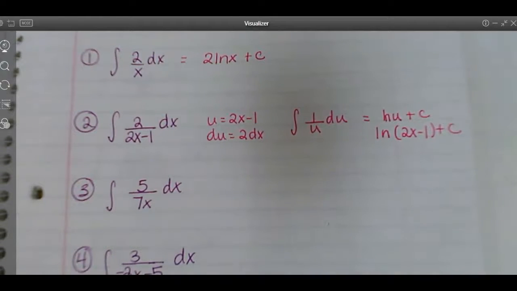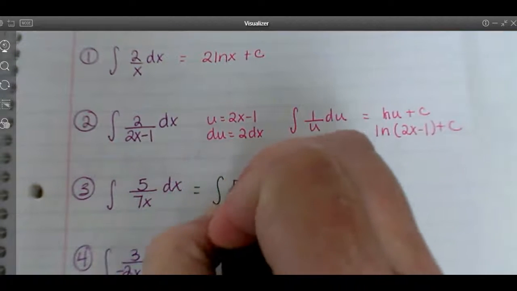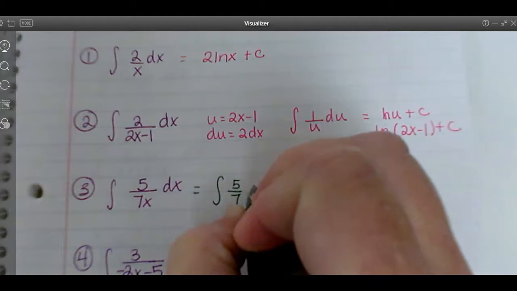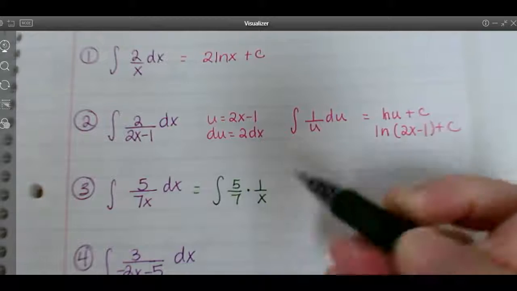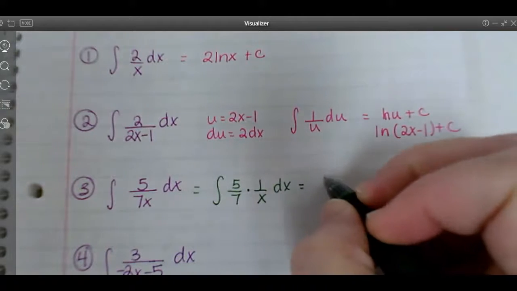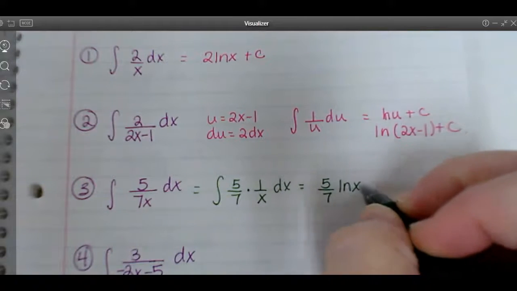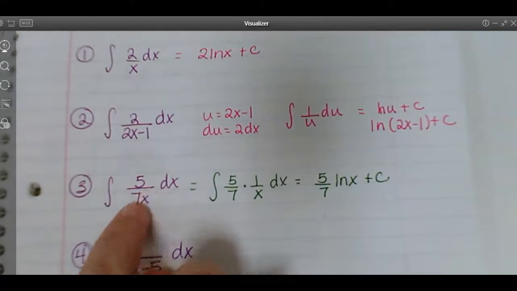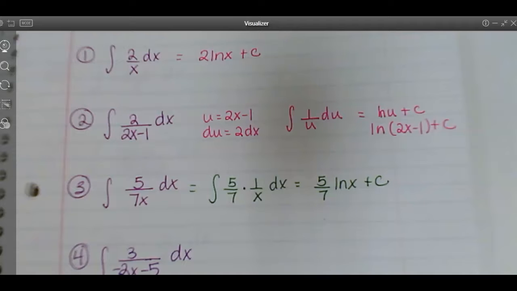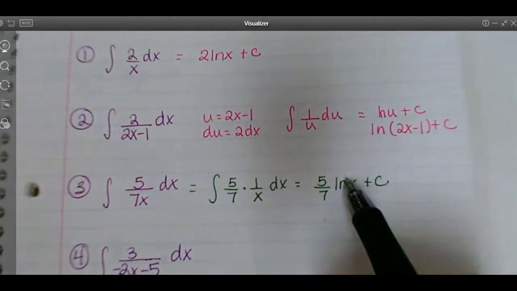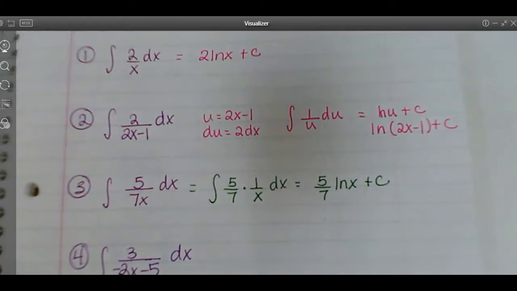Number 3. You could do u substitution with this one if you wanted to. I personally would probably just rewrite it as 5/7 times 1 over x, because now we just have a constant times 1 over x. So I know that the antiderivative here would be 5/7 and then natural log of x. You can do u substitution and allow u to be 7x, and it'll work out. You'll end up with that same answer. You might have a 7x inside of there, but essentially that is the same answer.